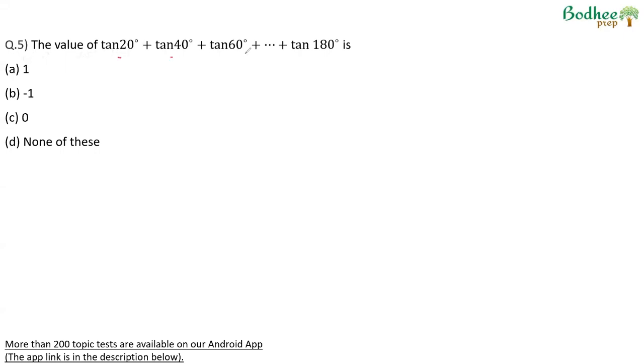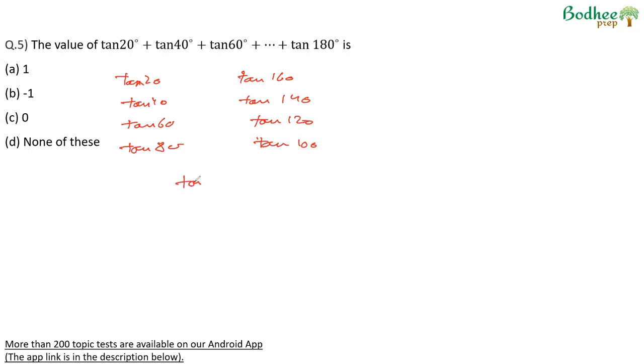The value of tan 20, tan 40, tan 60, and so on. The first angle is 20 into 1. The last angle is 20 into 9. So there are 9 terms. What are these terms? Tan 20, and on the extreme side of it would be tan 160. Tan 40, tan 140, tan 60, tan 120, tan 80, tan 100, and then we have tan 180. These are the 9: 20, 40, 60, 80, 100, 120, 140, 160, 180.